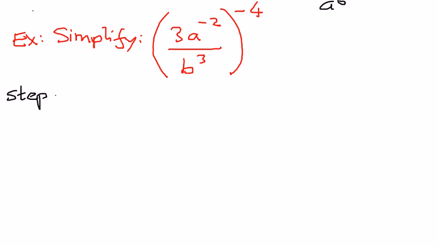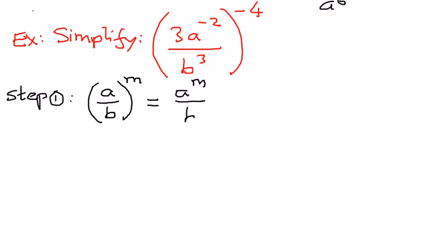Step number 1. We want to recognize that inside the parentheses, we have a ratio. We have a numerator part and we have a denominator part. And therefore, first step, we want to use the quotient rule. And what is the quotient rule telling us? If we have a ratio a over b, and if this ratio is raised to the power of m, we're going to raise every one of the terms inside the parentheses to that power: a to the power of m divided by b to the power of m.